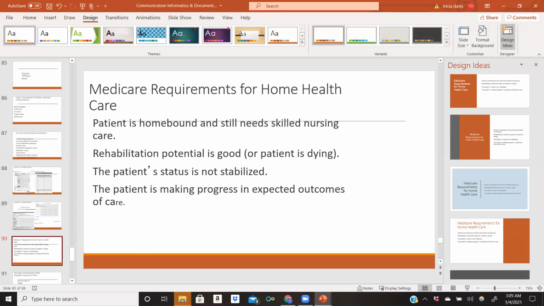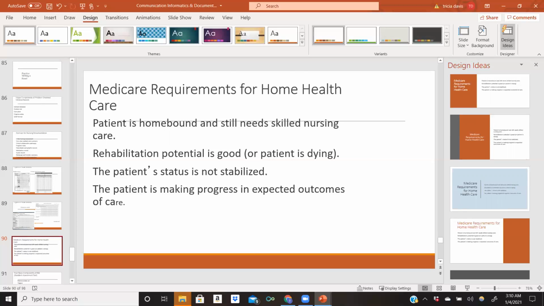Medicare requirements for home health care. In order for a patient to receive home care, the patient has to be homebound and still need skilled nursing care. So maybe they have a wound that needs to be changed, or they're getting IV antibiotics. They're homebound, they can't get out to the facility to get those IV antibiotics, or they need IV antibiotics for 6 or 8 weeks. They don't have a ride to get to the facility every day, or maybe they don't have anyone to take them to get their dressings changed. So they require that skilled nursing and they're homebound.